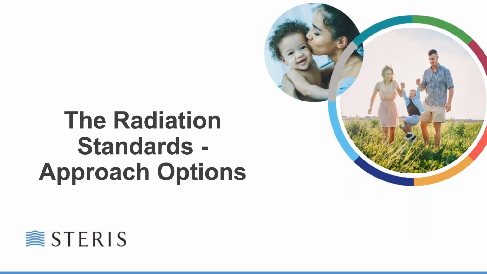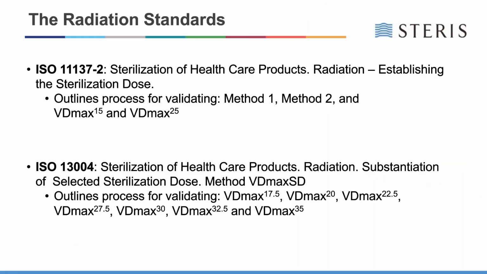Moving on, the radiation standards and the approach options. We have ISO 11137 Part 2. This is our sterilization dose, outlining methods for method 1, method 2, the VD Max 15, and the VD Max 25. The second standard that we're discussing is the ISO 13004. This expands on the VD Max approaches. It outlines 7 new approaches covering dose ranges from 17.5 up to 35 kilograys.